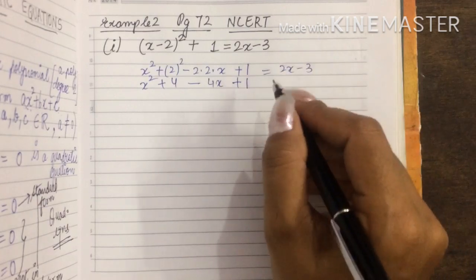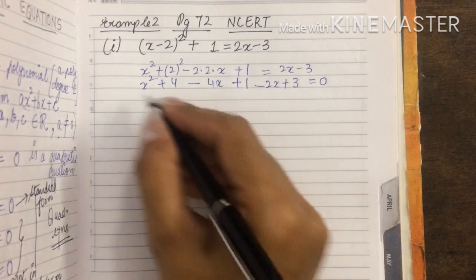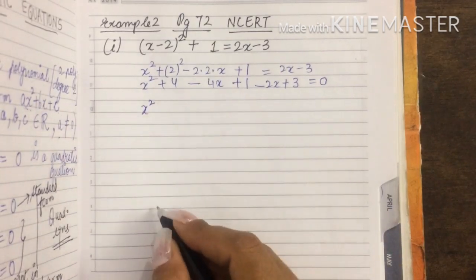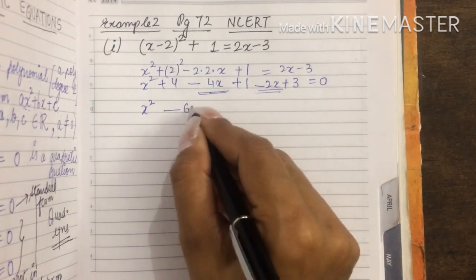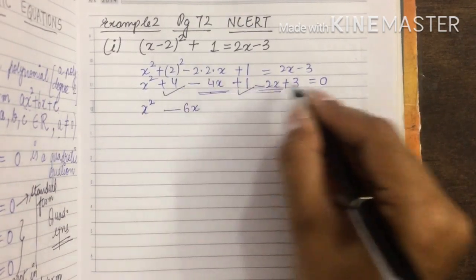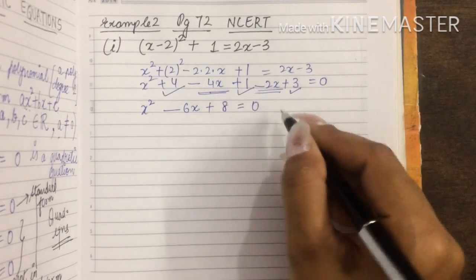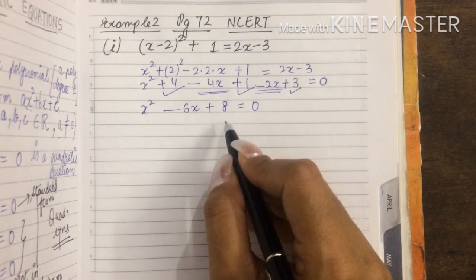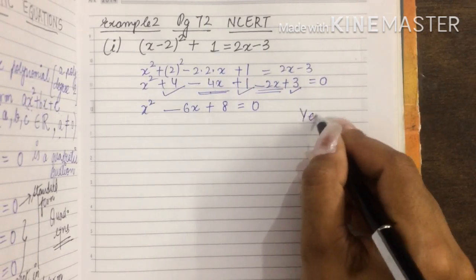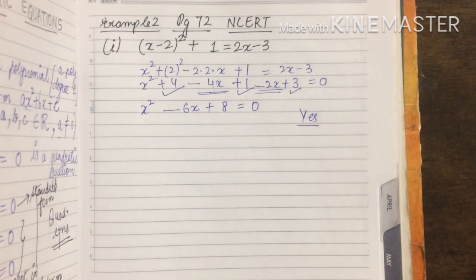Let's bring these terms to the left hand side and then simplify. x², now the terms with x, so −6x, and now the constants. So this is 8 = 0. So a term with x², a term with x, and a constant term. So yes, this is a quadratic equation. Let's do the next part.